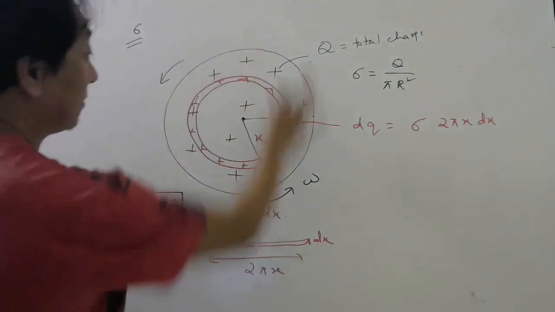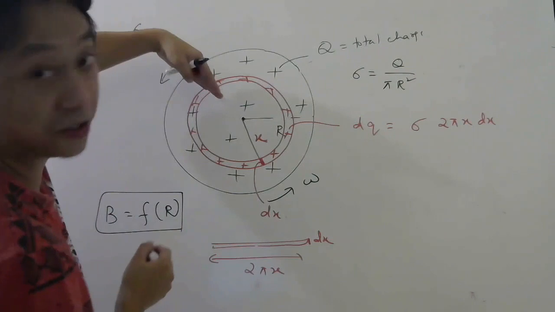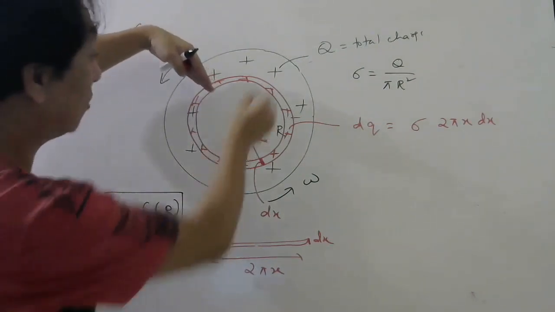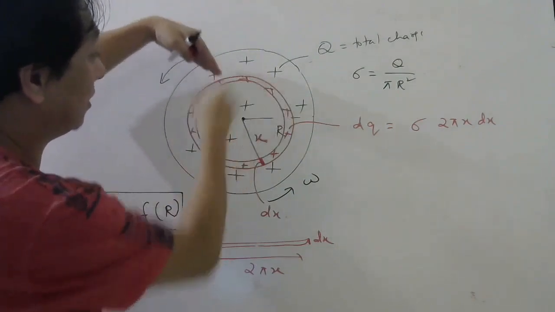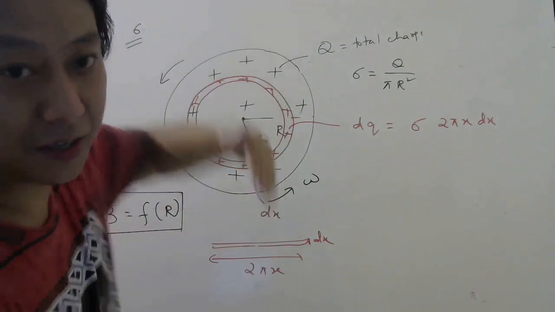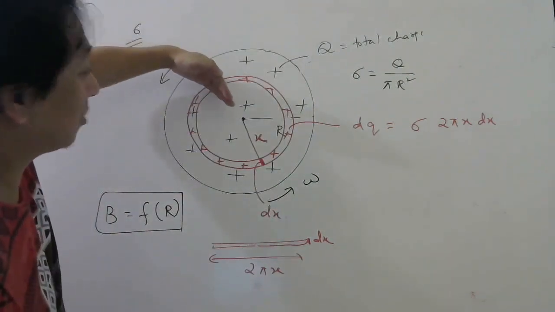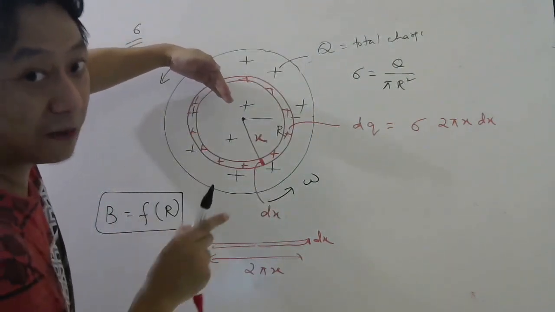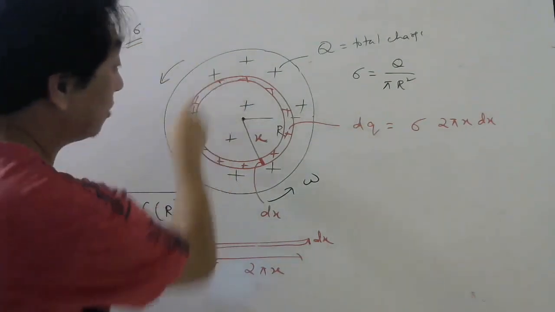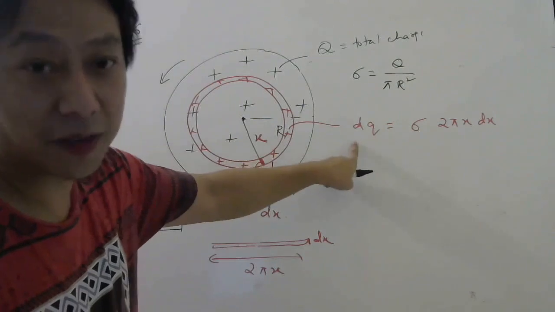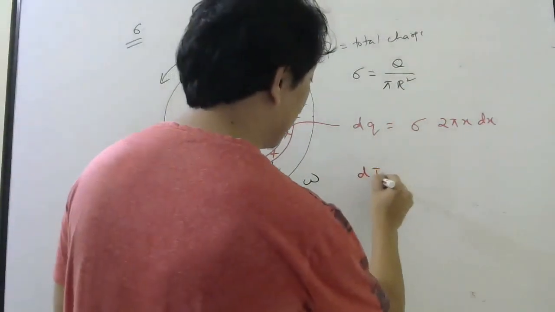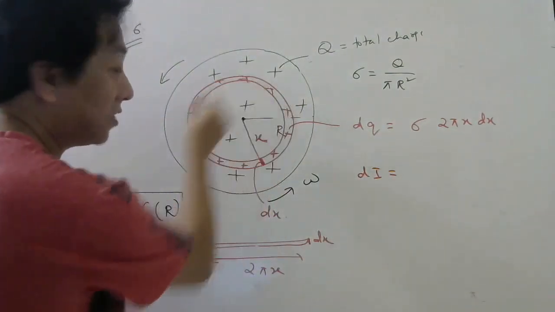Now it is rotating. Let me put my hand here as an imaginary cross section. In one time period, how much charge will pass through this cross section only due to this ring? The whole charge will pass. Yes or no? The whole charge will pass. So the current will be di. This is the current due to the motion of this ring.